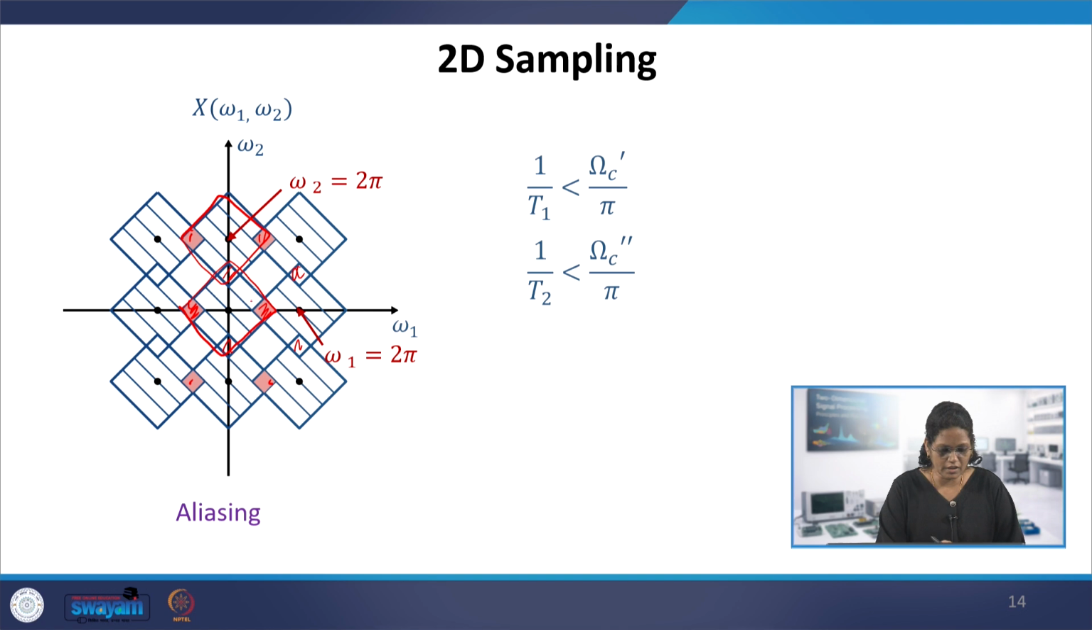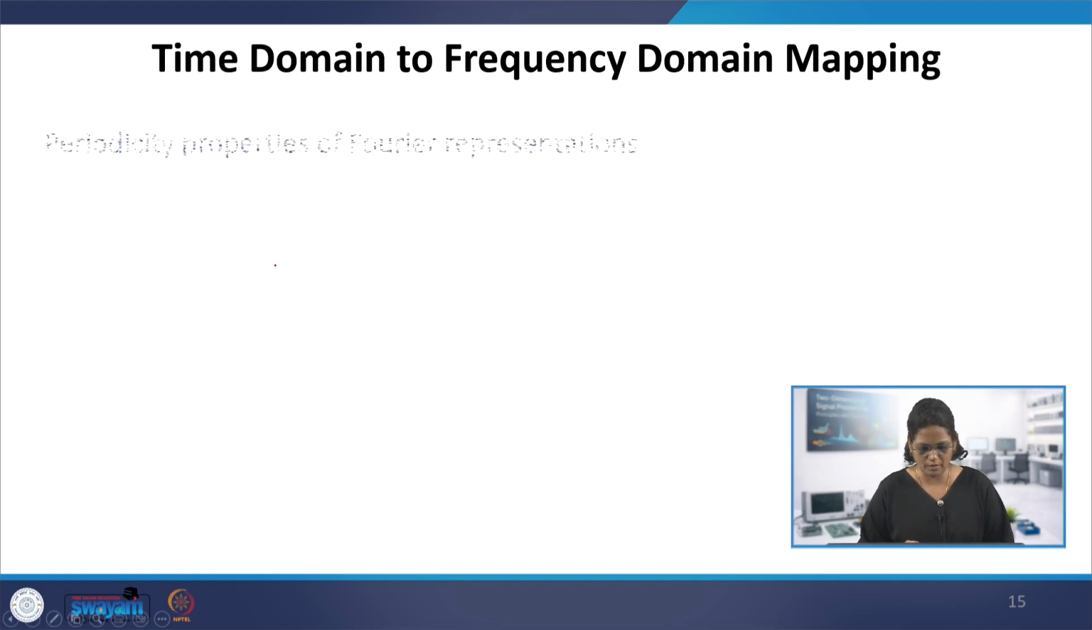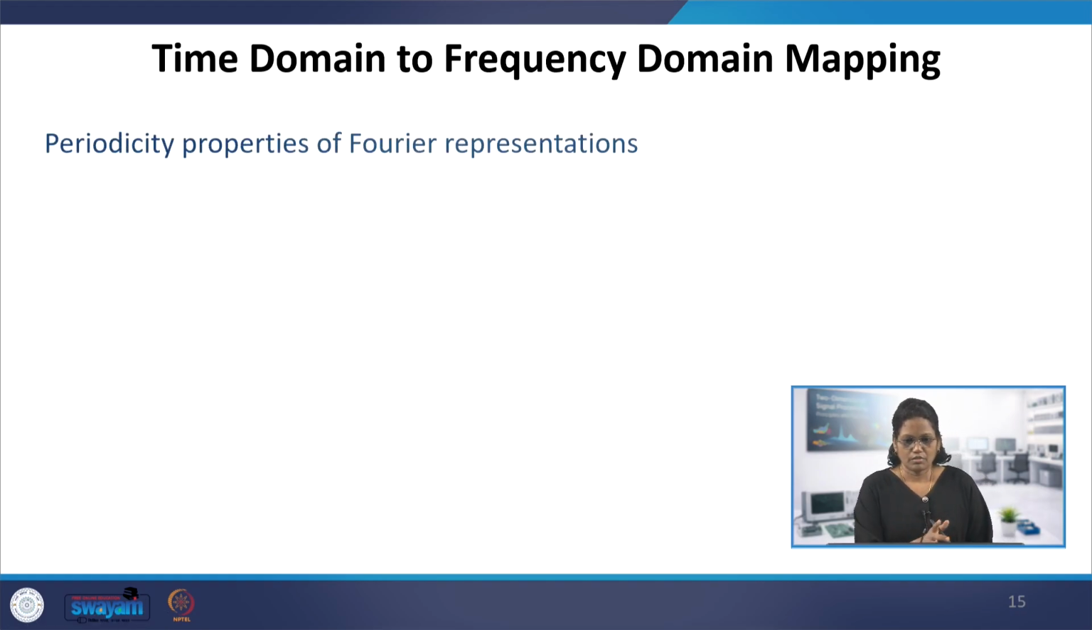It is difficult to recover this. We cannot recover xc of t1, t2 from the samples x of n1 comma n2 here. So now, with that background of sampling, you can get into the Fourier analysis.